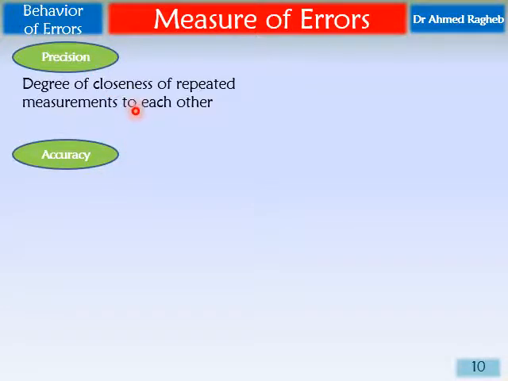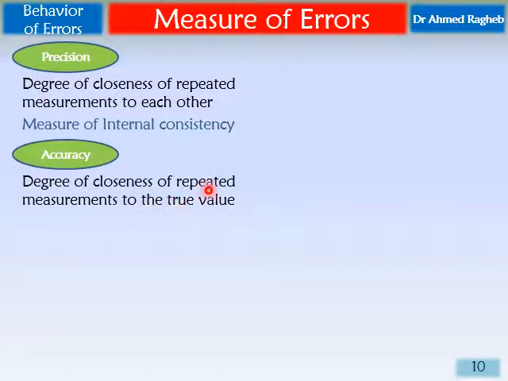Precision is the degree of closeness of repeated measurements to each other. We call it internal consistency. Accuracy is the degree of closeness of repeated measurements to the true value. We call it the measure of external consistency.